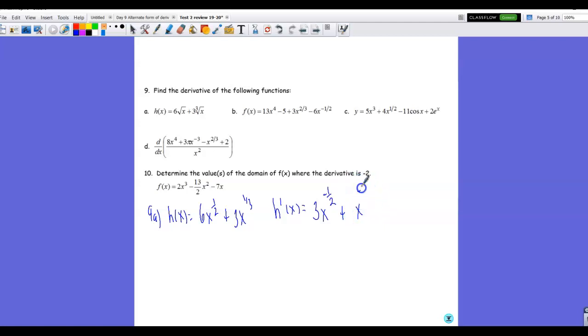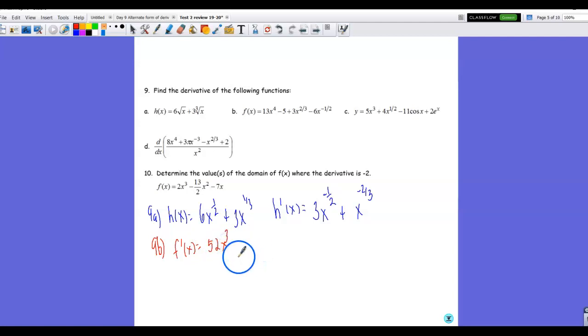1/3 minus 3/3 is negative 2/3, and you do not have to move your powers up and down and all around. You can leave them right where they are, even though the textbook will probably do something different. These aren't textbook exercises. In letter B, the function is in power function form. Each term is in power function format, so the derivative using the power rule is 13 times 4 is 52.